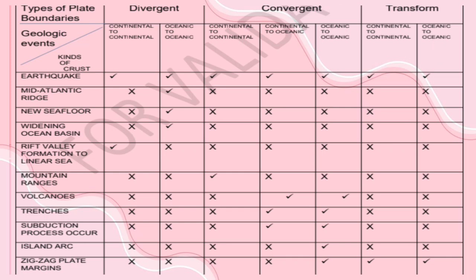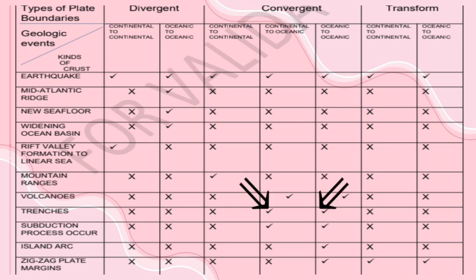As we can see here, the earthquake passed it all because it has 7 checks. But the mid-Atlantic ridge has only 1 check, under oceanic to oceanic, the new sea floor, and also the widening ocean basin. But the rift valley formation and linear sea belong to continental to continental. The mountain ranges belong to convergent, under continental to continental. And the volcanoes have 2 checks, under continental to oceanic and oceanic to oceanic.